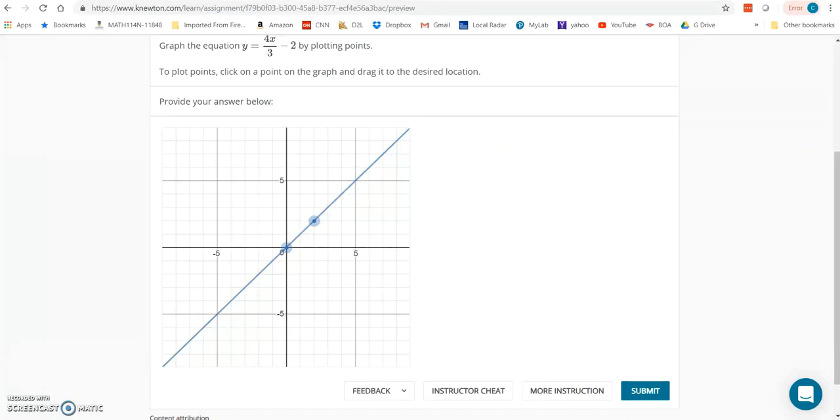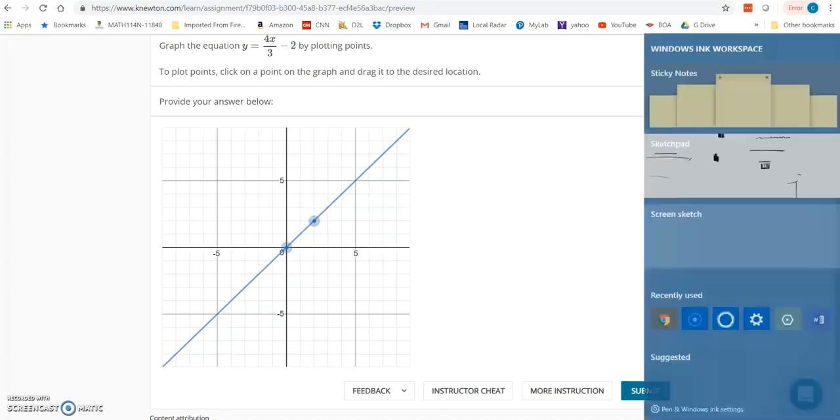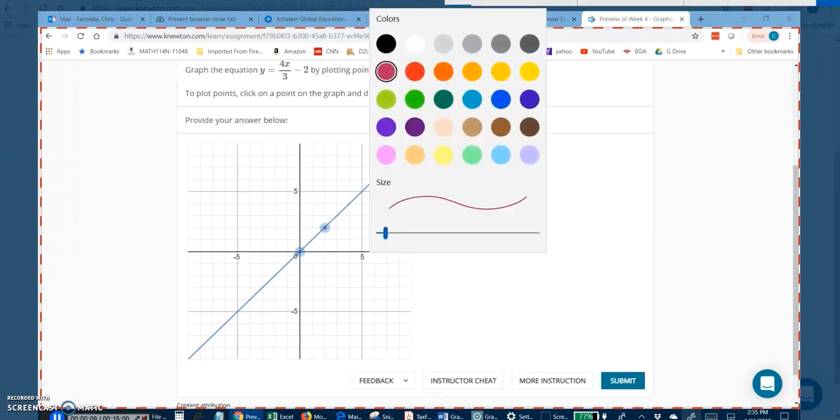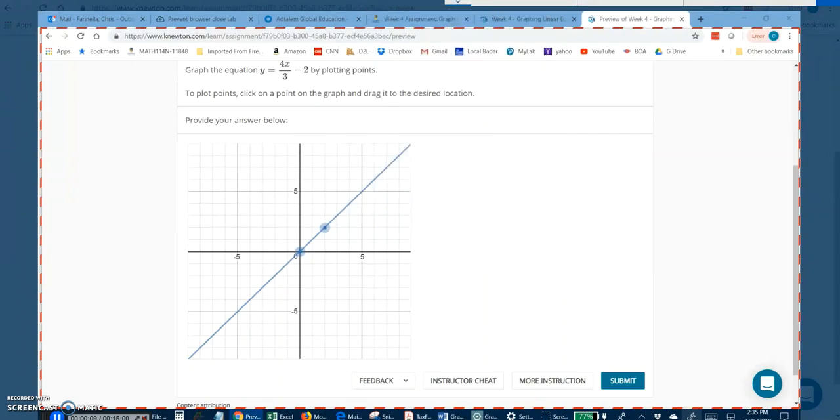Alright, this one's a little scary looking. It says y is equal to 4x divided by 3 minus 2. So we want to graph this equation. Well, this one's going to just take some extra care just because of those fractions. But we handle it the same way we would handle any equation that we're trying to graph, by plotting points.